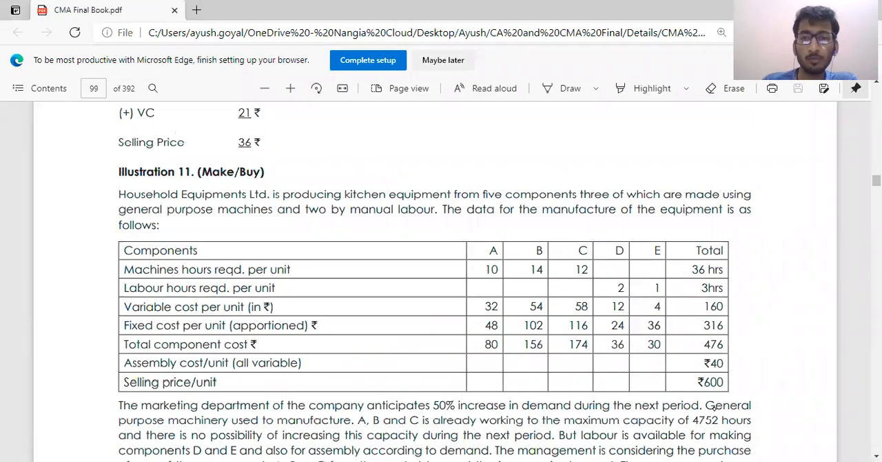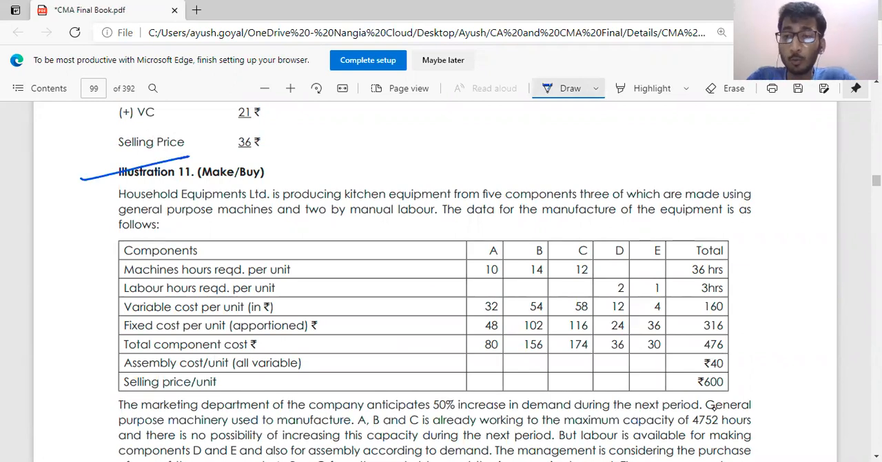So, question number 11. Honestly speaking, in the CMA book, most of the questions are based on optimum product mix. And if you remember, we did two very beautiful questions in the last-to-last lectures related to optimum product mix. But definitely there are too many questions related to optimum product mix in this book.